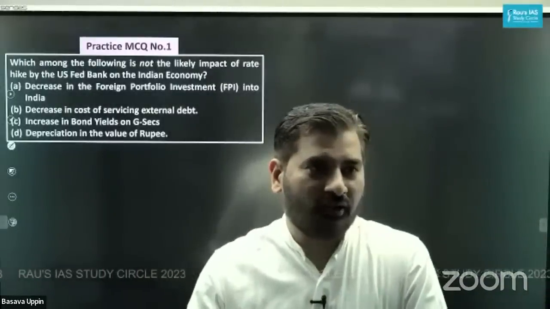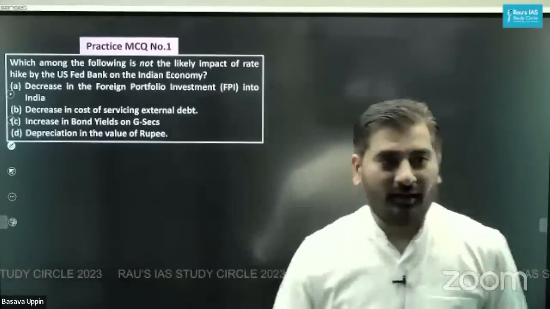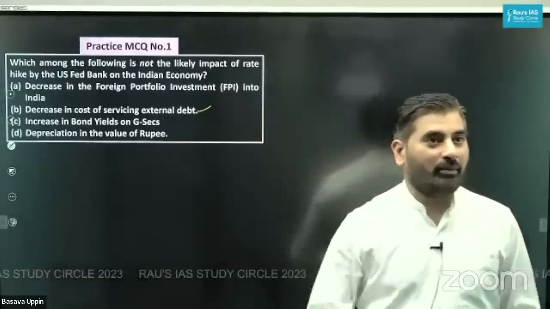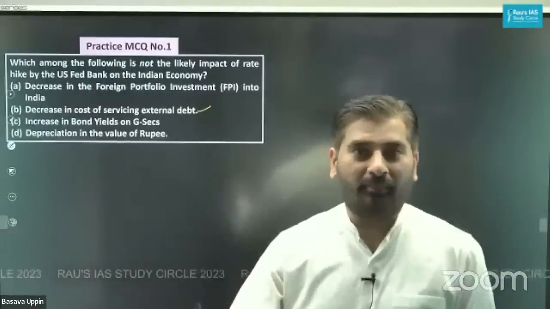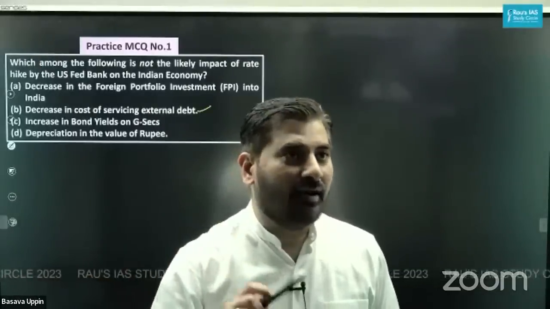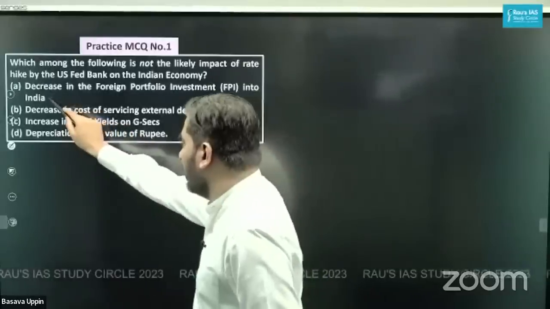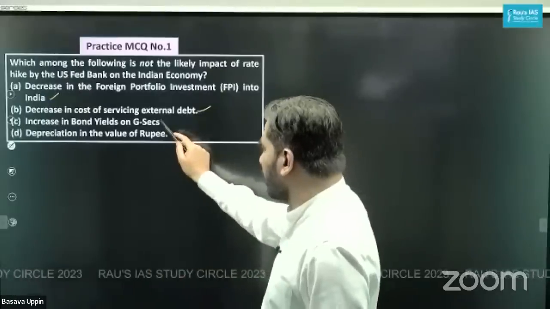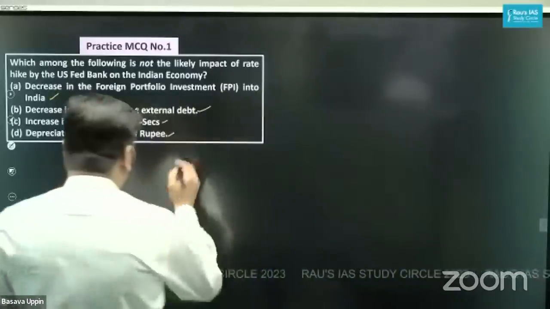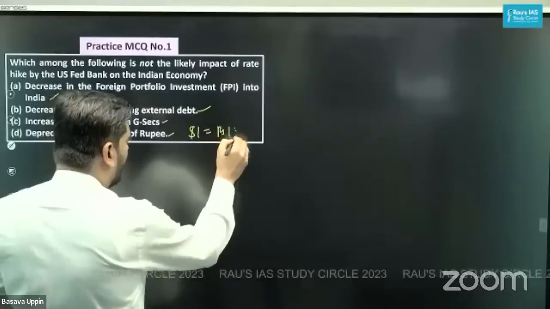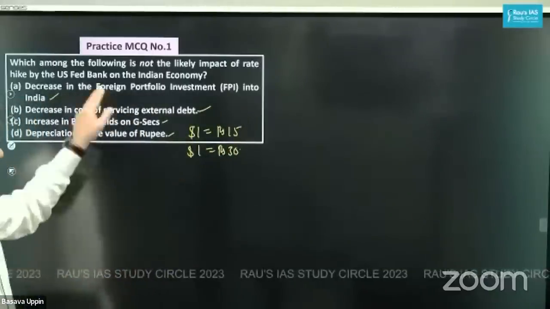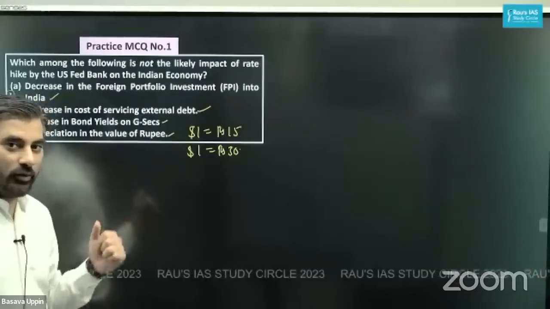Good Anjali, good Mahesh, good Harsh, good Shika, yes, good Palash. The right answer to this particular question is decrease in the cost of servicing external debt. Remember, I told you that whenever there's a rate hike by the US Fed Bank, it has an adverse impact on the Indian economy. This adverse impact is called taper tantrum. As part of taper tantrum, there is decrease in foreign portfolio investment. There is increase in bond yields. There is depreciation in the value of rupee. So let's say the rupee value earlier was $1 equal to 15. Now $1 has become equal to rupees 30. This depreciation has taken place because of the rate hike by the US Fed Bank.